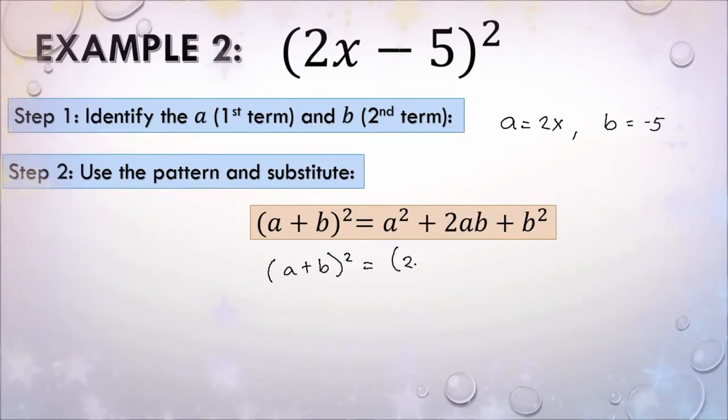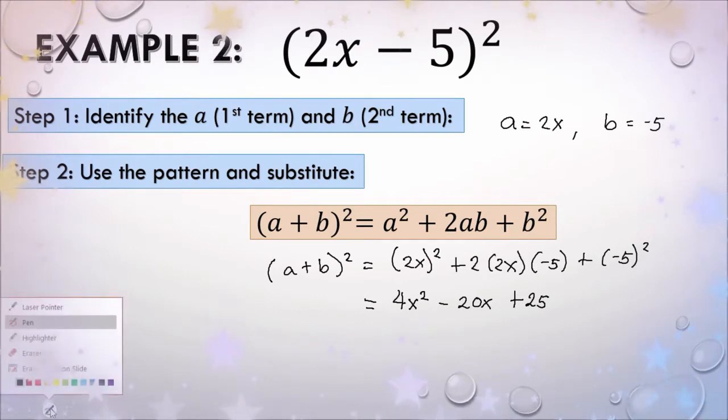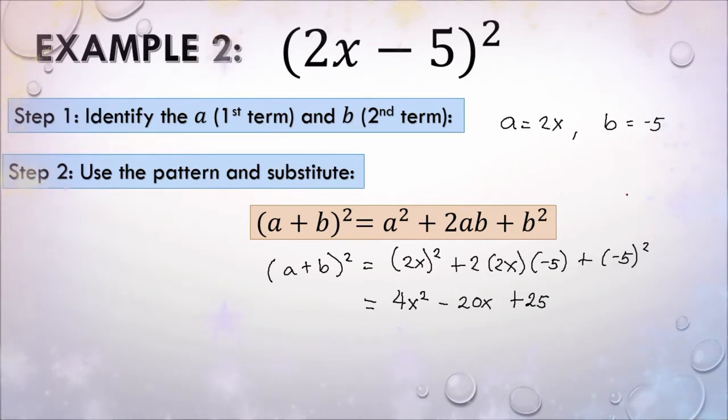Next step, use the pattern and substitute. Your first term is 2x, so 2x squared plus 2x times negative 5 plus negative 5 squared. Then simplify. It will become 4x squared minus 20x plus 25. And that's it. That is easy. And don't forget to box your final answer.